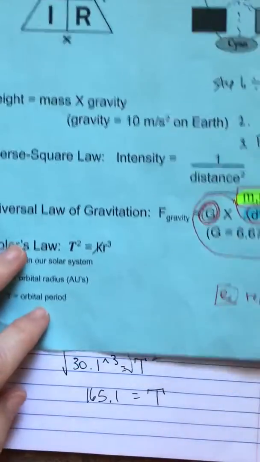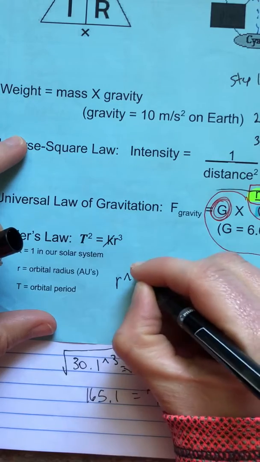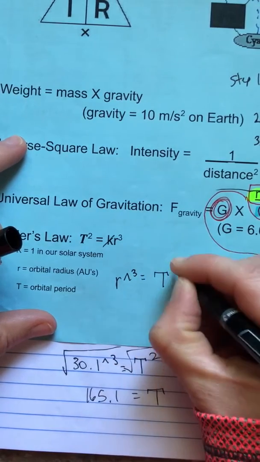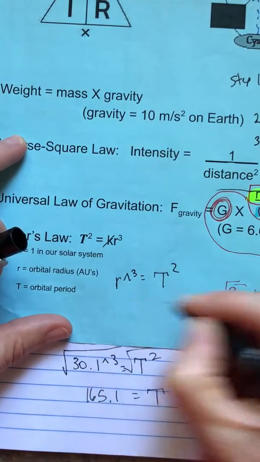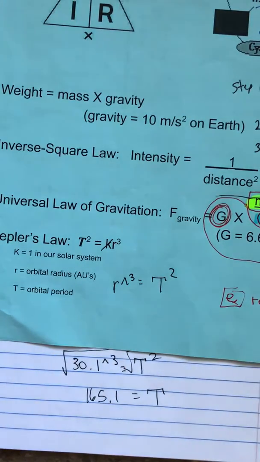Alright, so however you need to write it out on here. If you would rather do like r caret 3 equals t squared, and then remember just to take the square root of the answer. However, you need to write that for yourself so that you know how to calculate that.